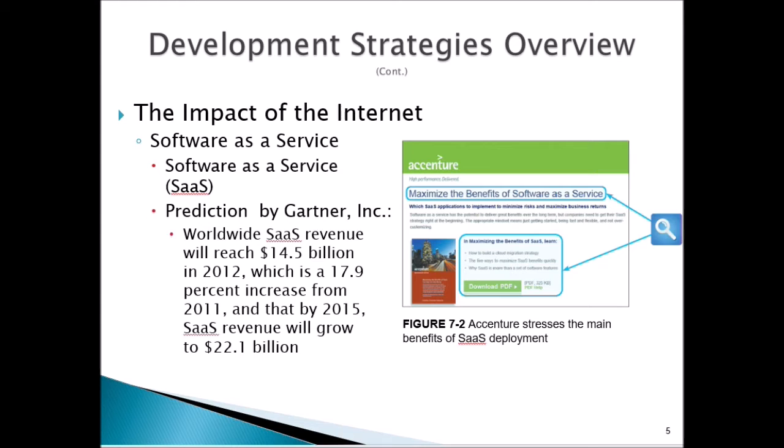The impact of the internet. So you've heard of SaaS, or software as a service. It was a prediction by Gartner, and it's listed here below. I'm not going to focus on Accenture or Gartner statistics too much in this class.